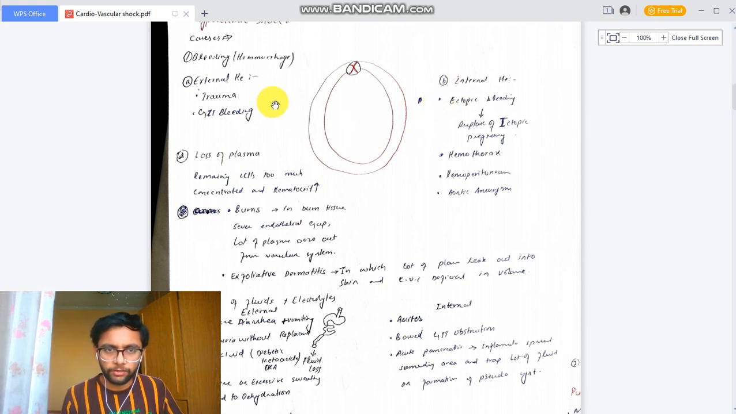Second, there are external factors and internal factors. Internal factors include ectopic bleeding, rupture of ectopic pregnancy, hemothorax, hemoperitoneum, and aortic aneurysm.